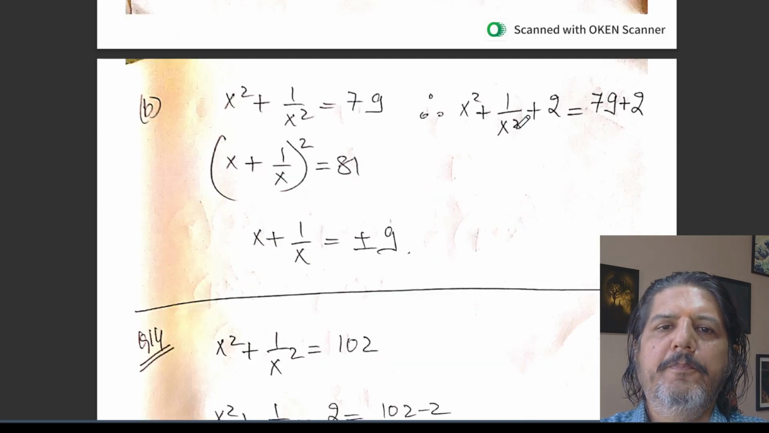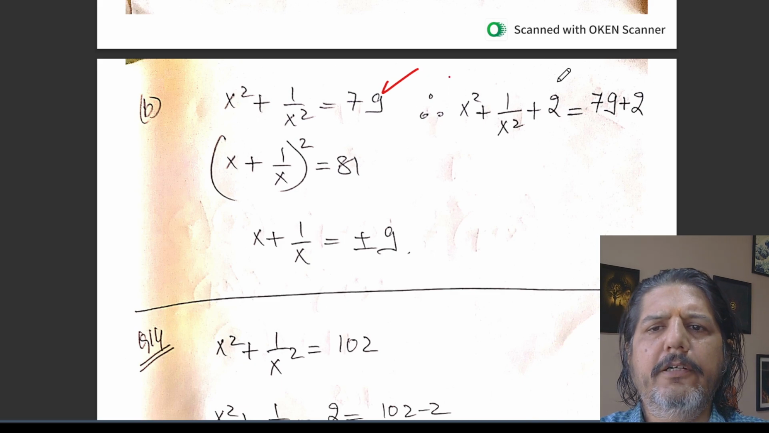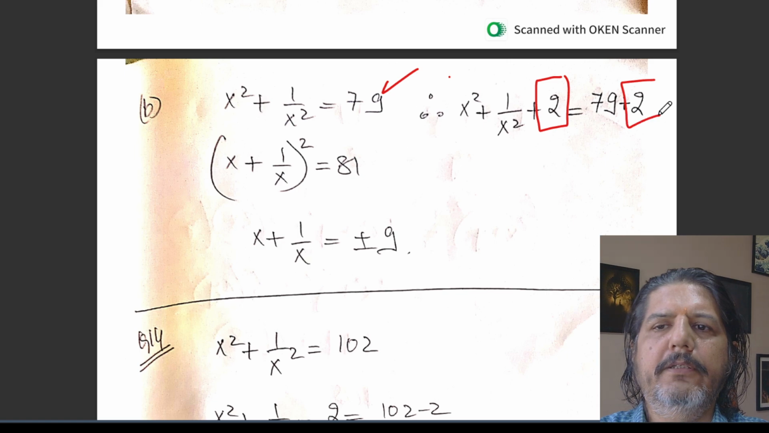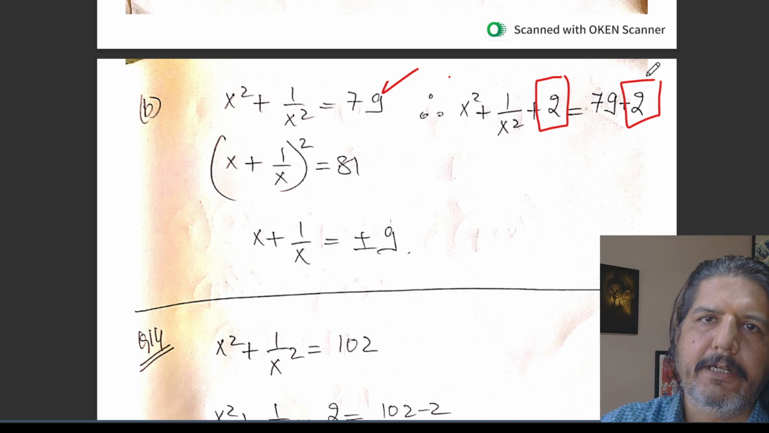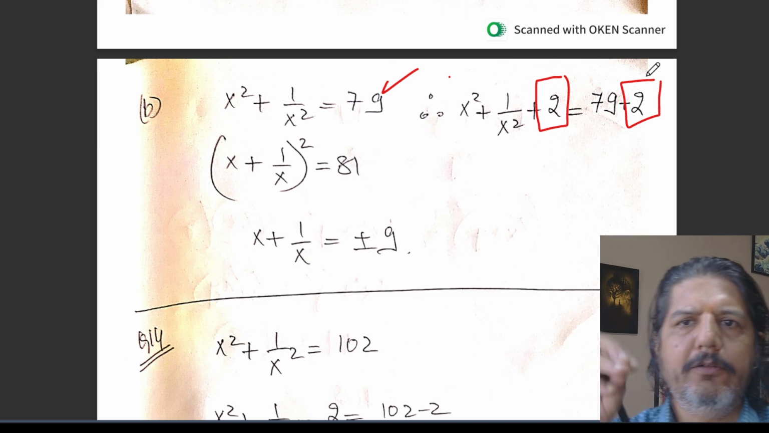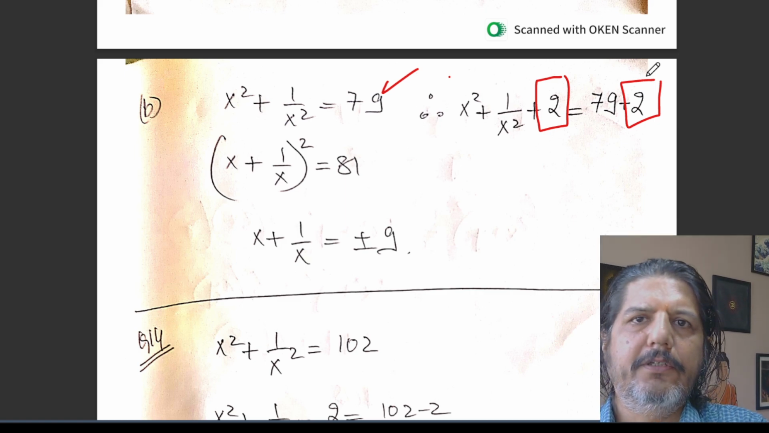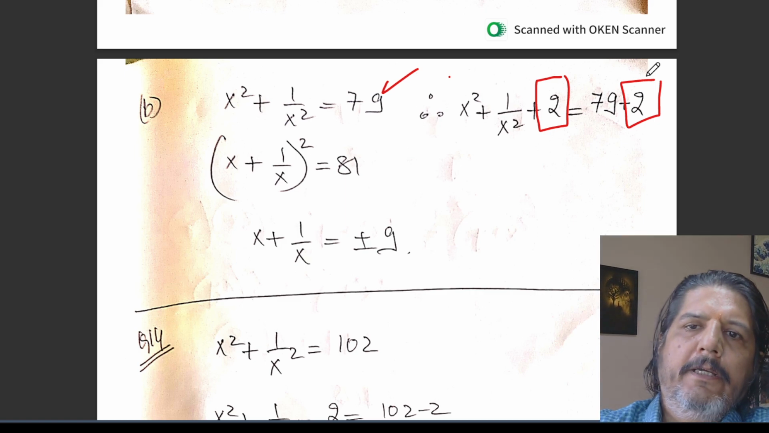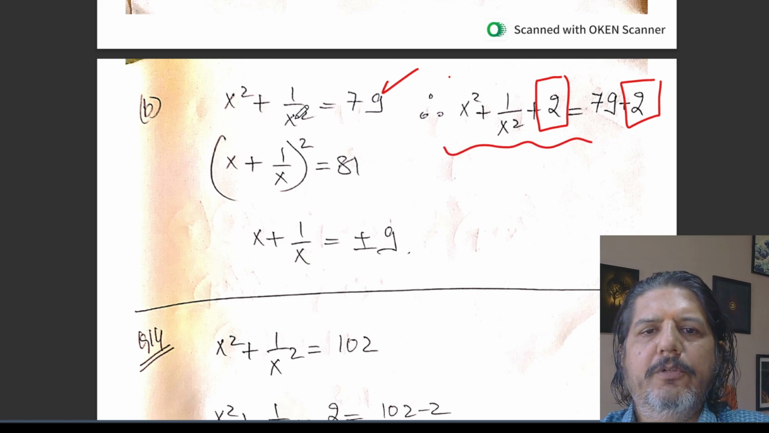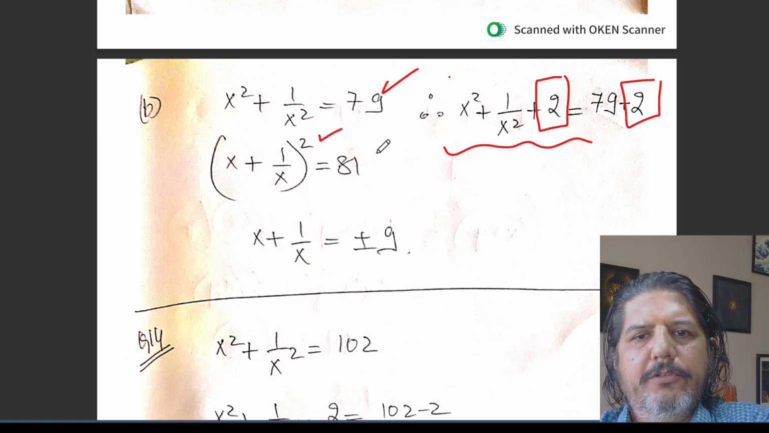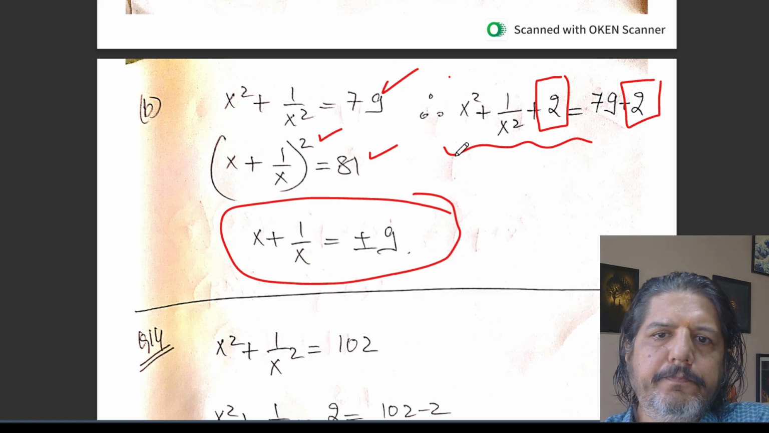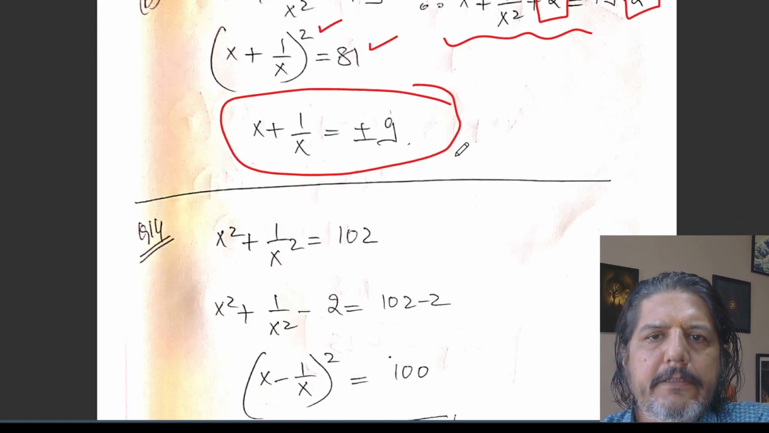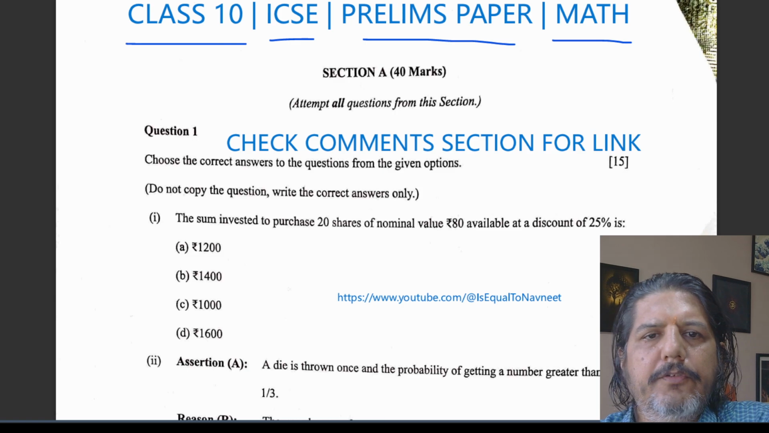Similarly for the B part, if x square plus 1 upon x square is equal to 79, again what you need to do is you need to add 2 on both sides. Remember that you need to add 2 on both sides. If in LHS and RHS, 2 or any other number is added on both sides, it balances the equation. It doesn't disturb the equation. So it is absolutely okay. So this left hand side becomes x plus 1 upon x whole square, and 79 plus 2 would be equal to 81. Therefore, x plus 1 upon x would be equal to plus minus 9. So this is the 13th question.